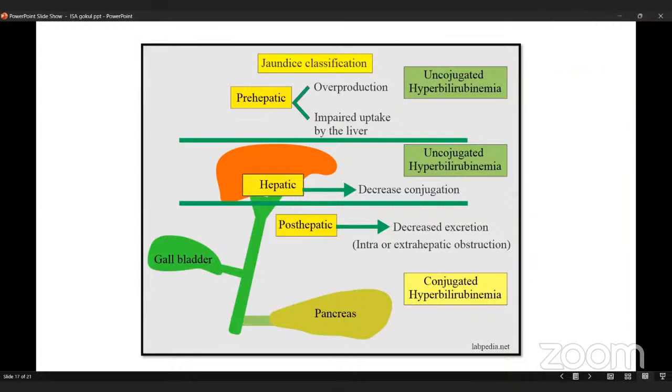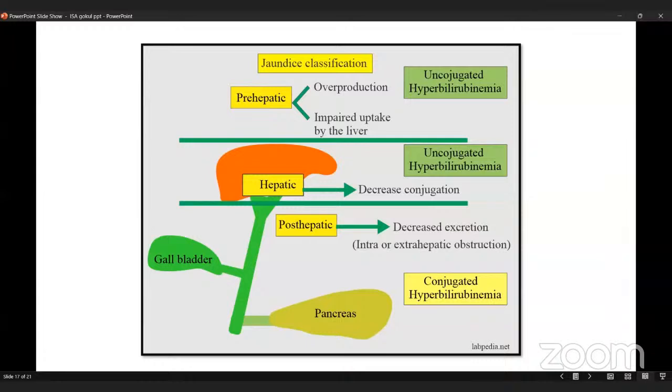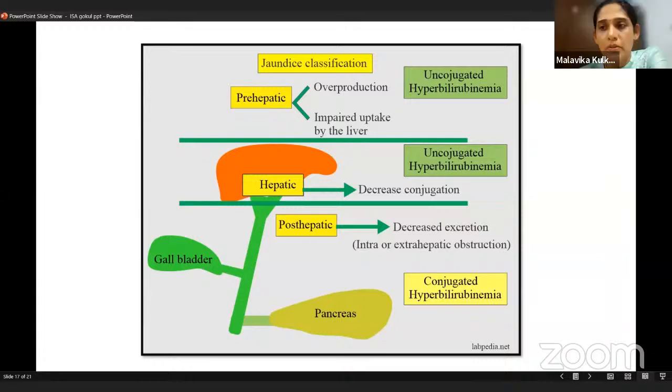Ma'am, globulin levels are not affected much, ma'am. I'm not sure, ma'am. Albumin is decreased. Globulin levels can increase. Okay, ma'am. You also see the albumin to globulin ratio.